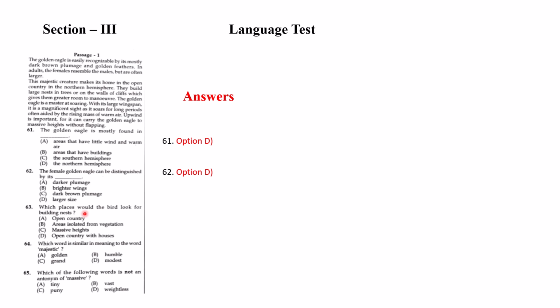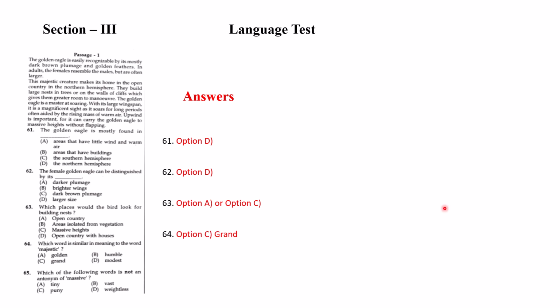Next, which places would the bird look for building its nest? See, they are usually seen in open country in the northern hemisphere. Therefore, we can see that they would like to build their nests in open country. So the correct answer would be option A or C, because they like to build their nests at massive heights. This is given here that they build large nests in trees or on the walls of cliffs. Cliffs would usually be very deep. There would be certain heights required for them. Therefore, confusion between option A and C, at least for me.